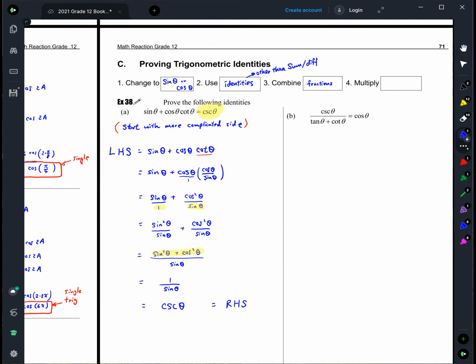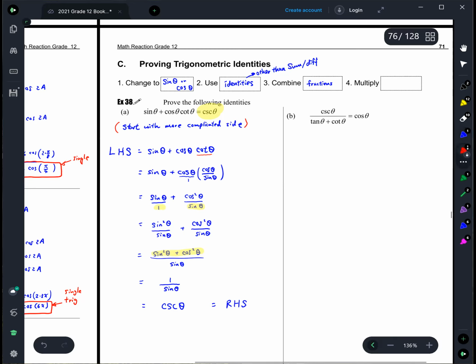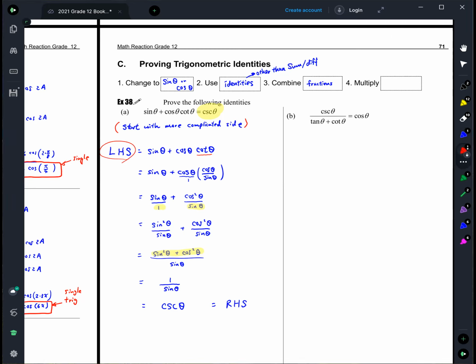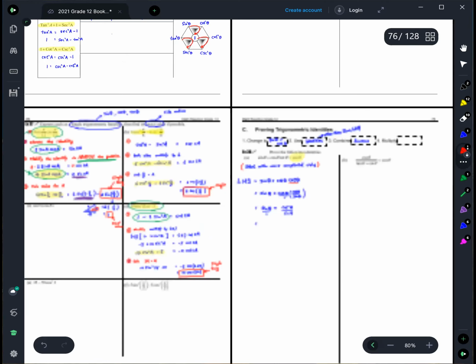So you're going to start with one side and slowly change until it becomes the other side. For this one, we pick the left-hand side because the left-hand side has more things to work with. And then at the end, it becomes the right-hand side. Then you know the identity is proved. Left side equals the right side. That's our goal. So let's try another one.